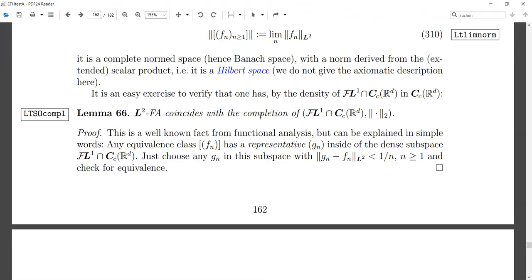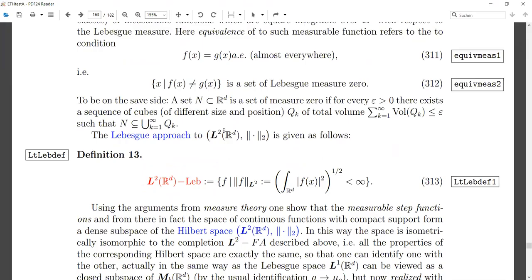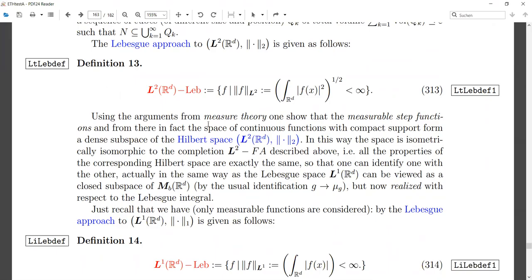into the space of distributions, D prime, and that's what we will do. Now, I will go back to this in a moment, because I have to recall the definition in the Lebesgue sense.